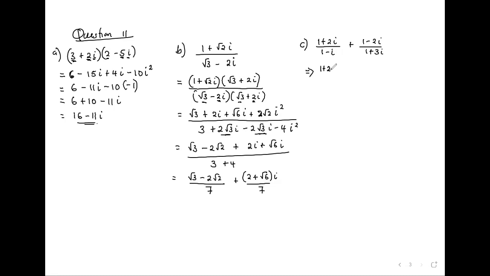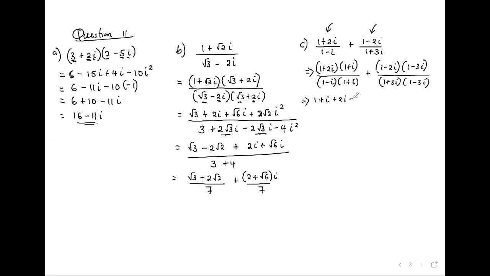So 1 plus 2i multiplied by 1 plus i over 1 minus i multiplied by 1 plus i, plus 1 minus 2i multiplied by 1 minus 3i over 1 plus 3i multiplied by 1 minus 3i. So we're conjugating each piece. This one we conjugate alone, this one we conjugate alone. So get 1 plus i. We're expanding now the numerator for the first one.